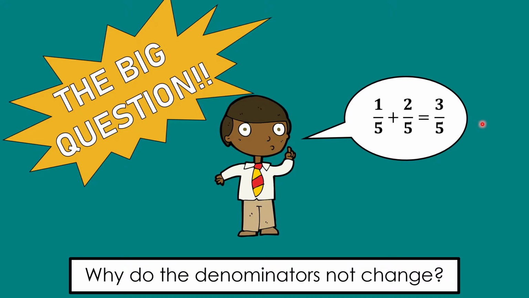So last week, we were looking at adding fractions, and Toto asked you a big question. When you're adding fractions like these, 1/5 plus 2/5, why is the answer 3/5? So why do you add the numerators? 1 plus 2 equals 3, but the denominators don't change. Now, can you remember how we answered that question?